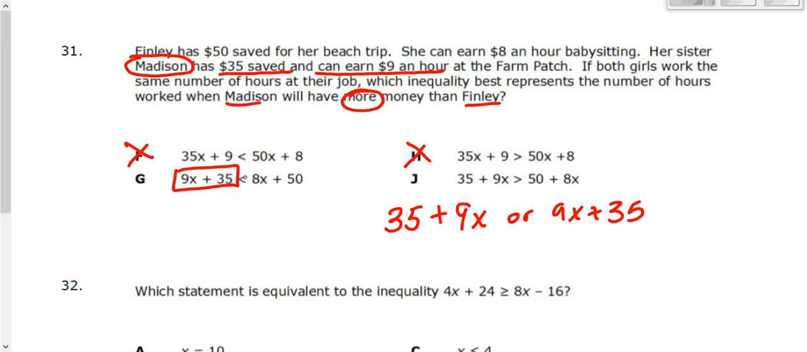9x plus 35, less than. Well, I don't want it to be less than, I need it to be more than. So let's look at J, 35 plus 9x, greater than. So J has to be my answer, but let's make sure the other side matches. Finley has $50. She can earn $8 an hour babysitting, 8x. So J is my answer.